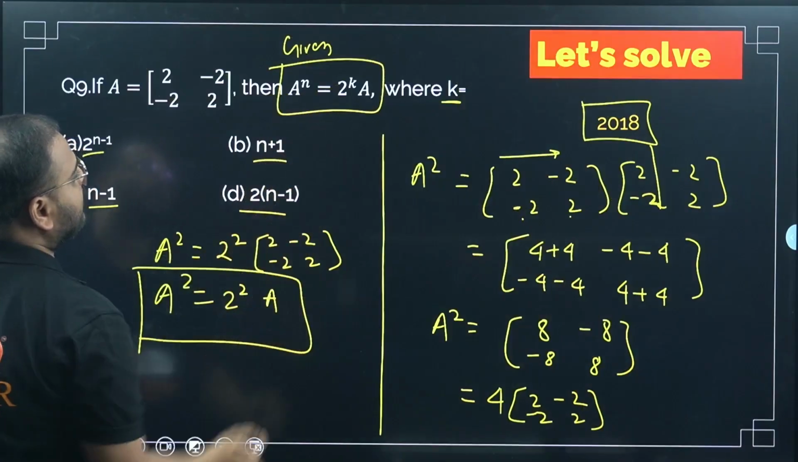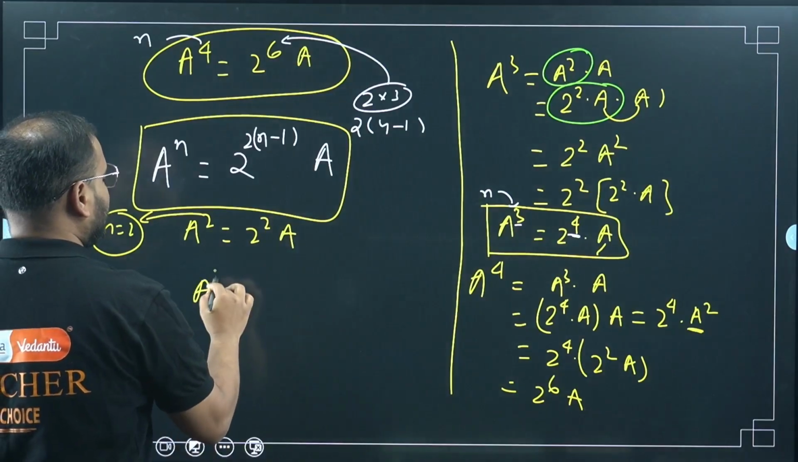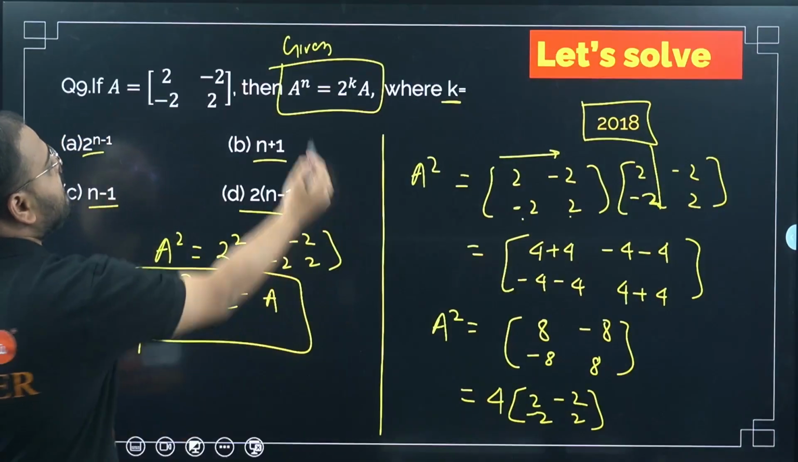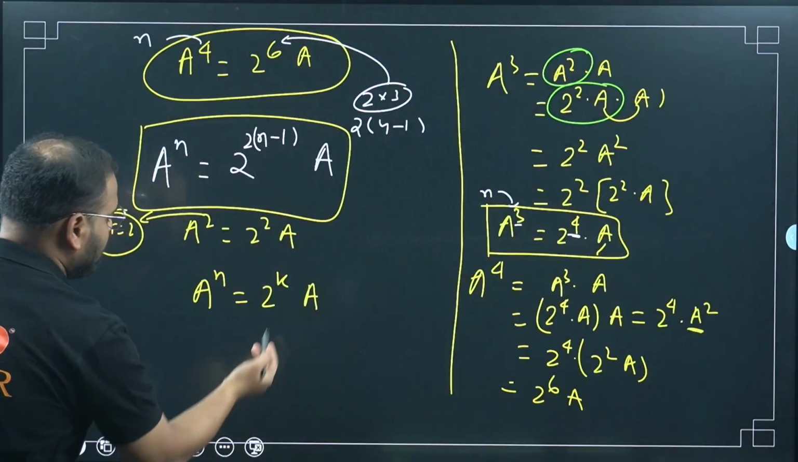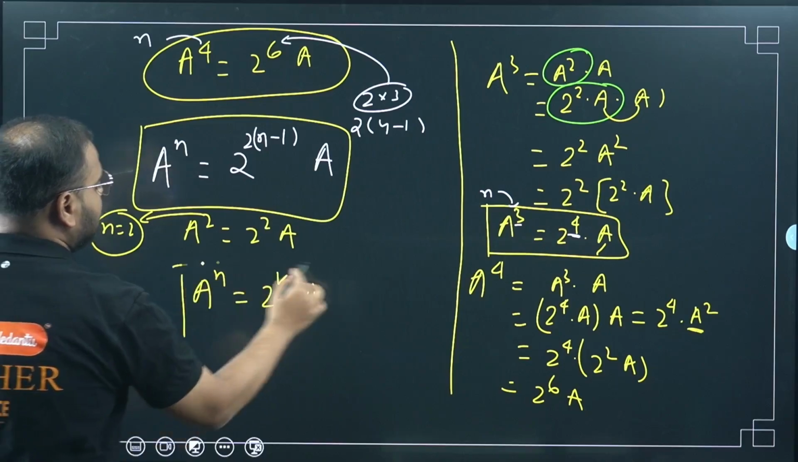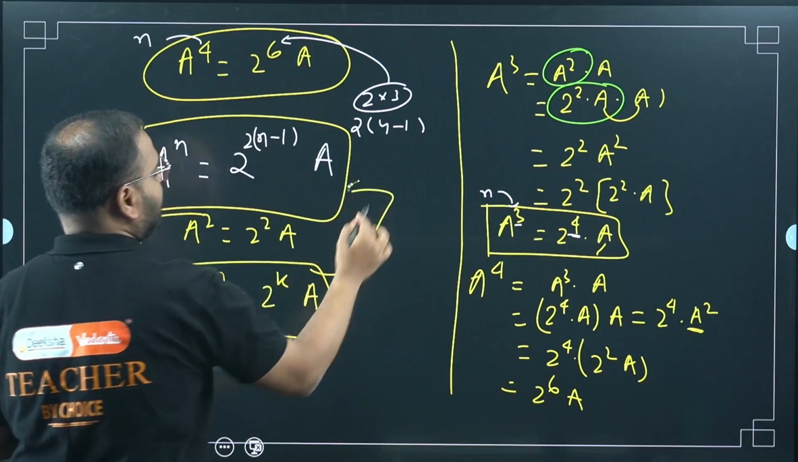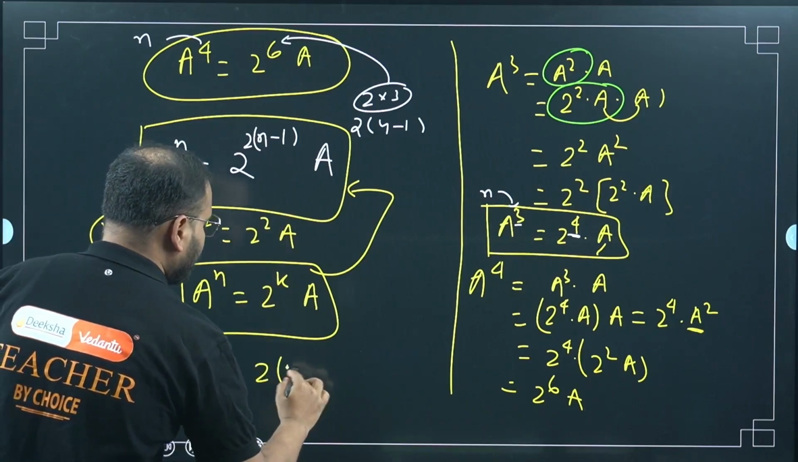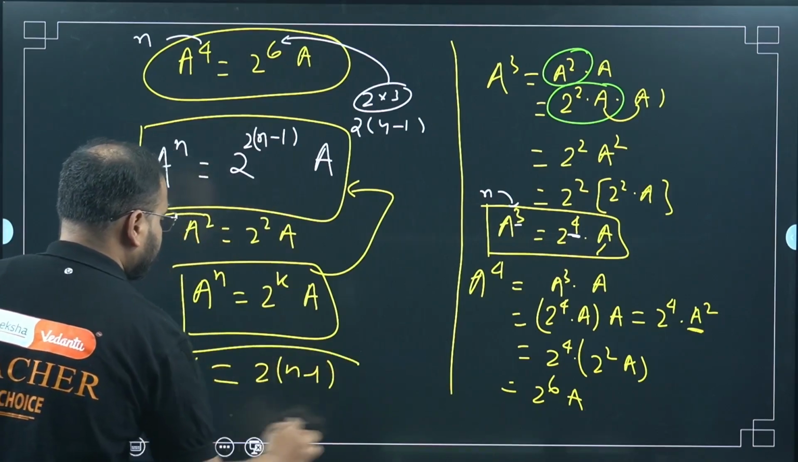A power n is 2 power k a. Please cross check again. A power n is 2 power k a. Okay, sir. Please compare this with this. What do I get for k? K is simply 2 times of n minus 1, no, sir.